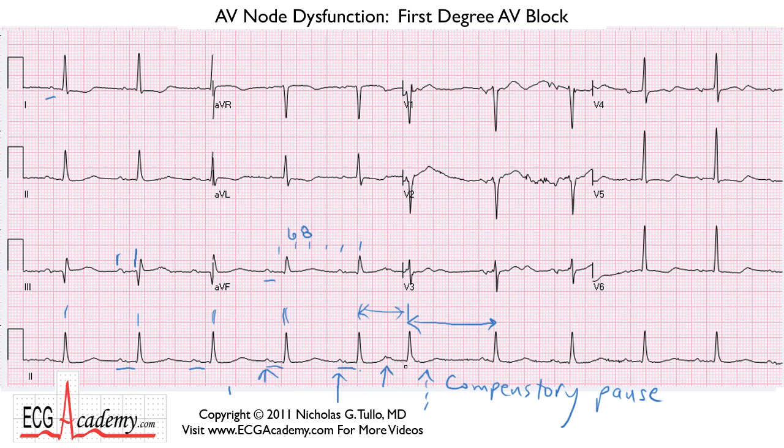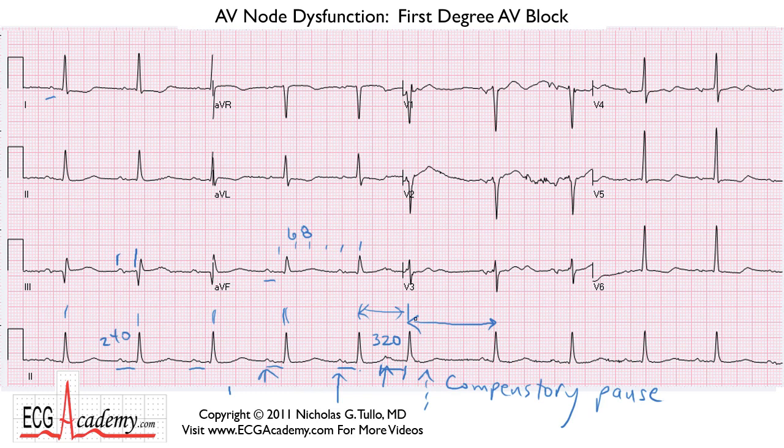When you look at the PR interval of the premature beat, it comes out to be more like 320 milliseconds. So you have about 240 here, but with the premature beat, you get a PR interval of 320 milliseconds. So it's quite a bit longer because the AV node wasn't ready for this beat.